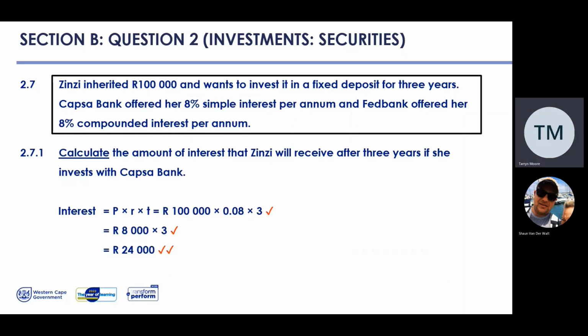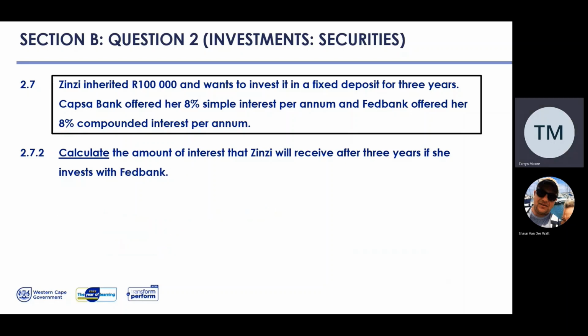Now your head is probably ringing and you're saying, oh, another calculation. But remember, you've only done Capsa Bank at simple interest. Now question 2.7.2 says, calculate the amount of interest that Zinni will receive after 3 years if she invests with Fed Bank. Again, 3 years, 100,000 at 8%. The big difference, the hashtag neon lights, is the interest is compounded per year.